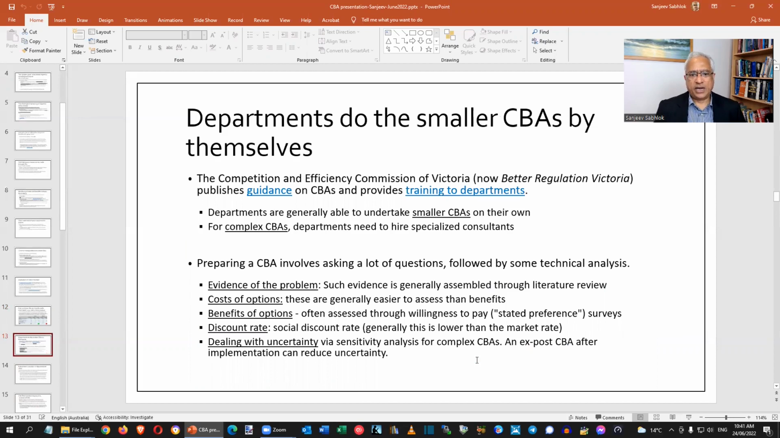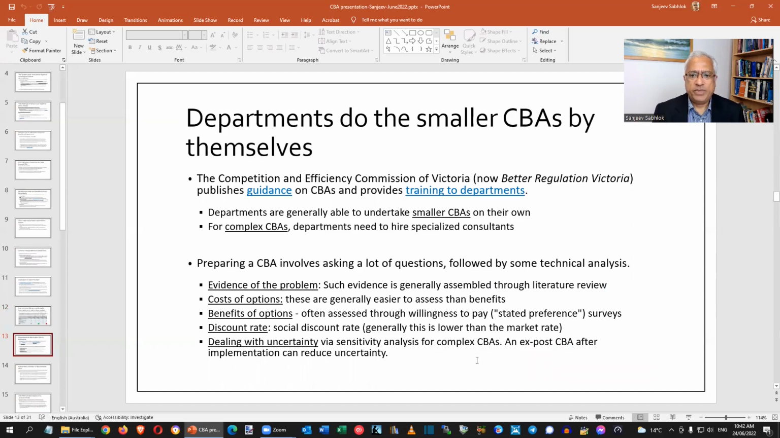In Australia, and I'm giving the example of Victoria, there was the Competition and Efficiency Commission, now the Better Regulation Victoria, which publishes guidance on how CBAs are done and then provides training to the departments. And so the departments are able to undertake the smaller CBAs with multi-criteria analysis or simple calculations. They can do it on their own. For complex CBAs, the departments do need to hire specialized consultants because it is a very specialized exercise at some level once you enter into a complex area. I'll come to one example.